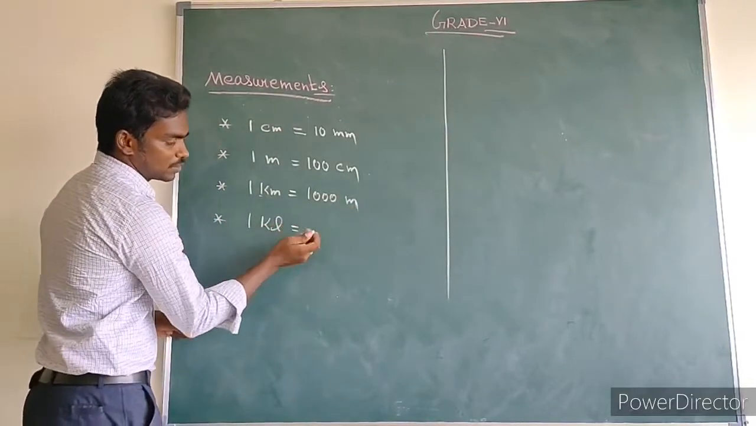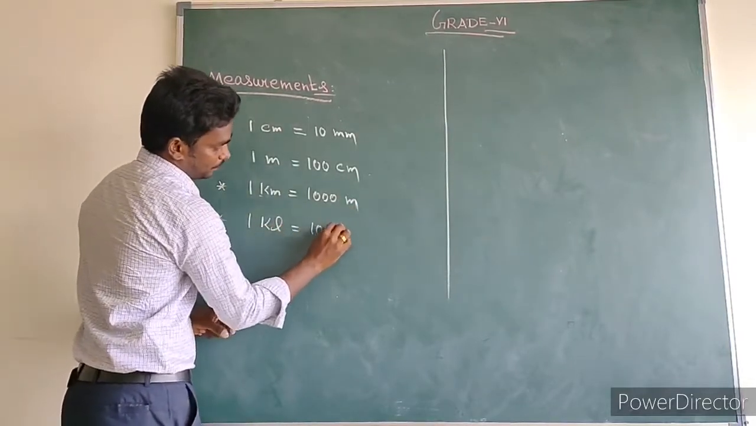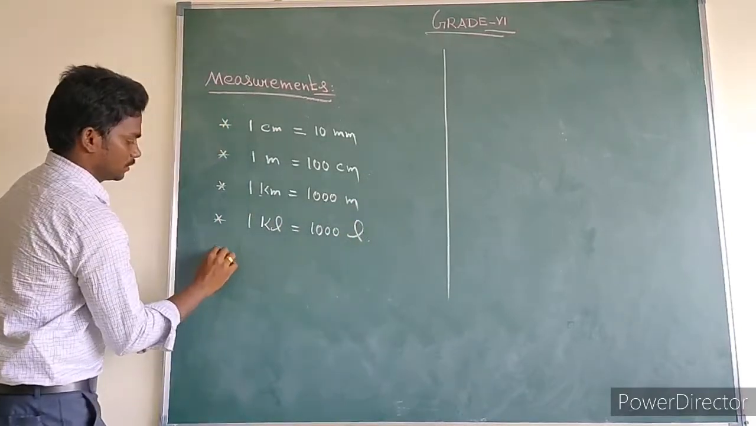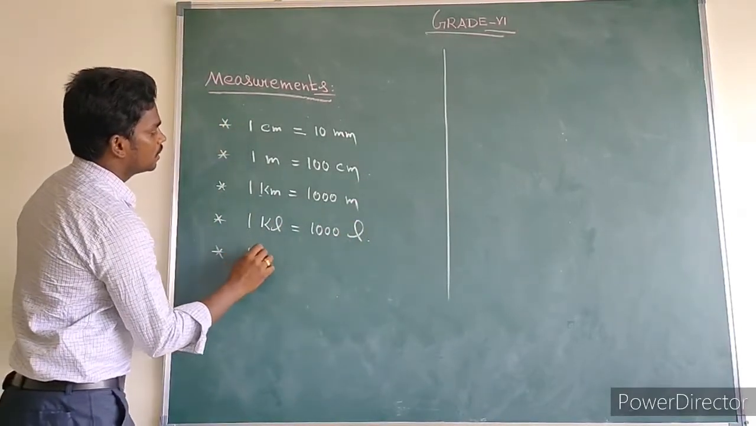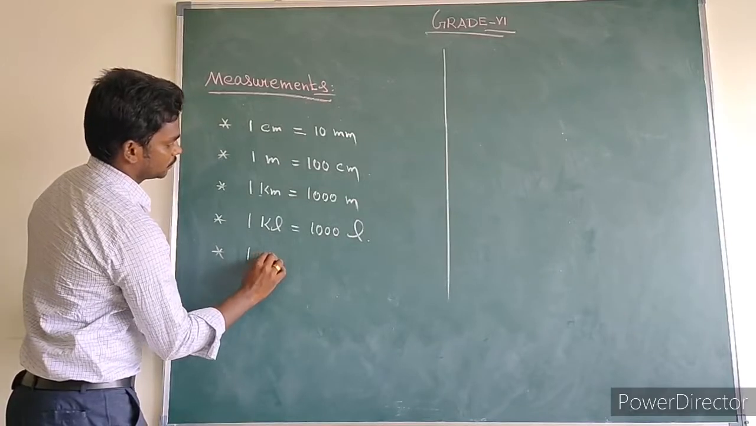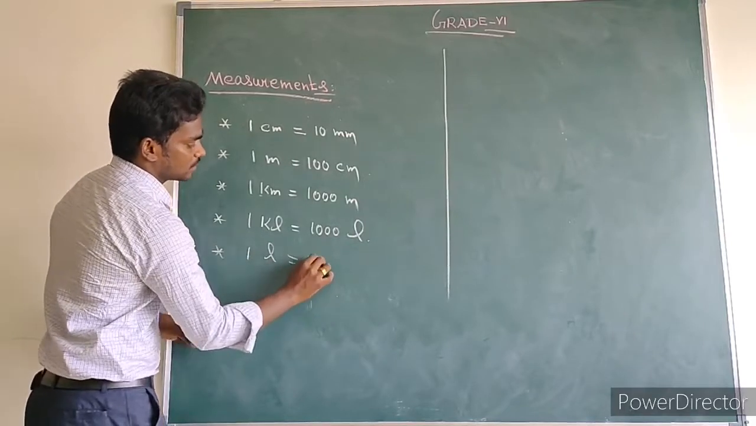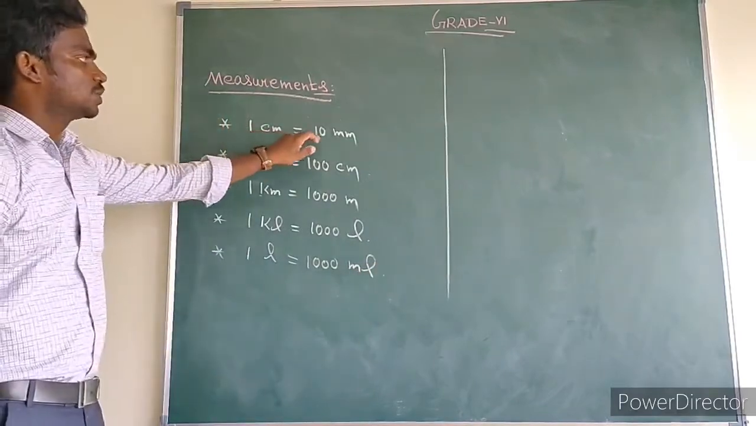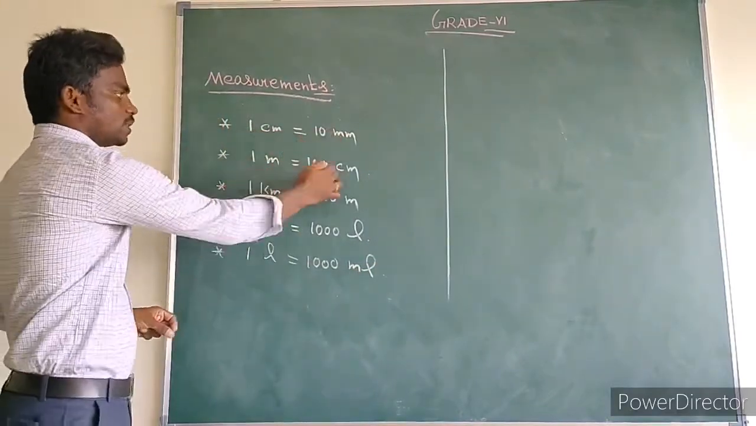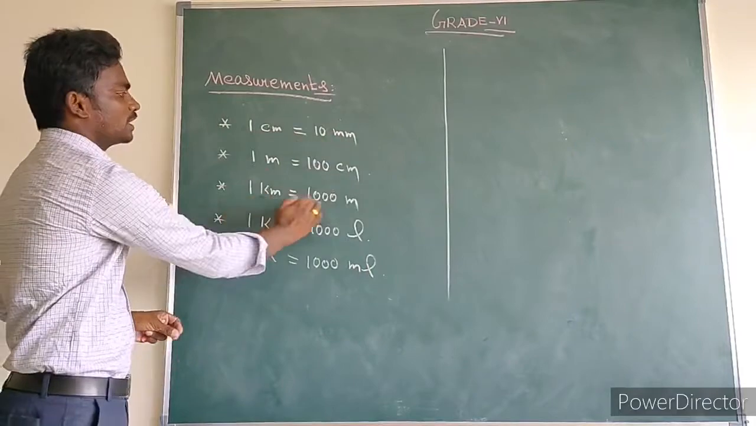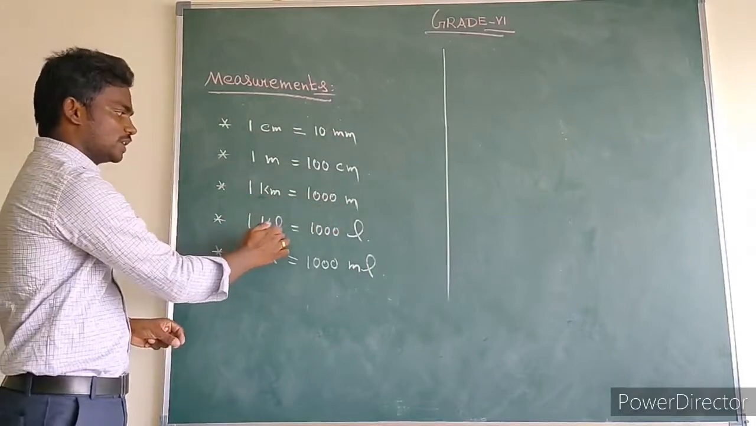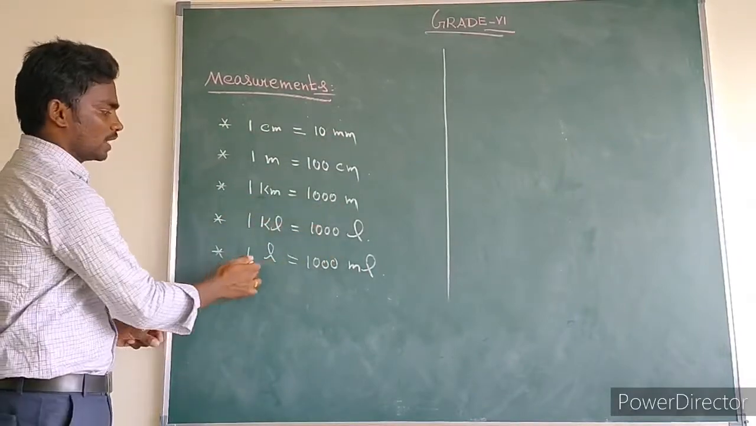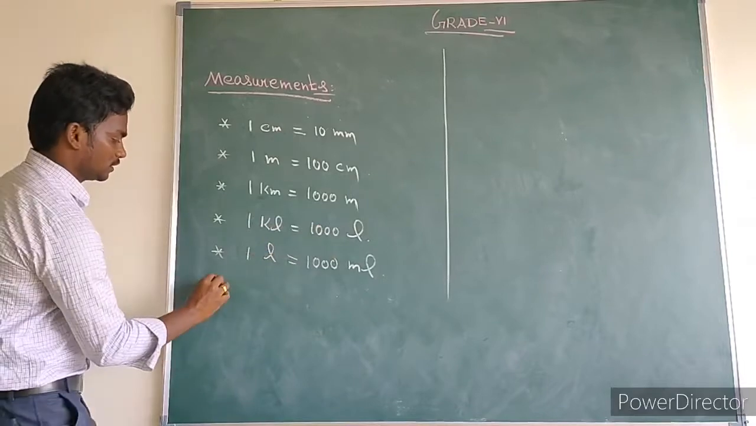Next, 1 kiloliter equal to what is that? 1000 liters. 1 liter equal to what is that? 1000 milliliters. So 1 centimeter equal to 10 millimeters, 1 meter equal to 100 centimeters, 1 kilometer equal to 1000 meters, 1 kiloliter equal to 1000 liters, 1 liter equal to 1000 milliliters.